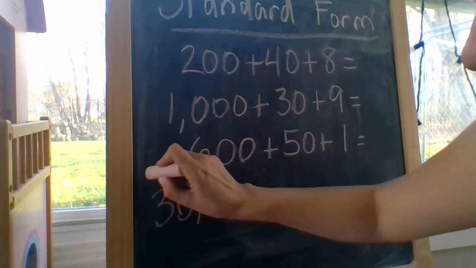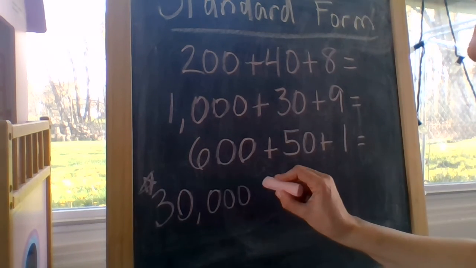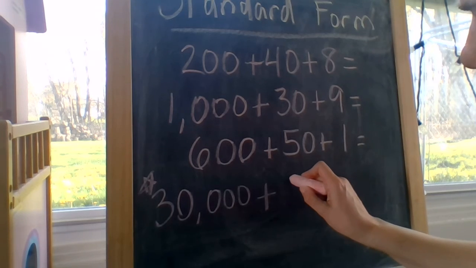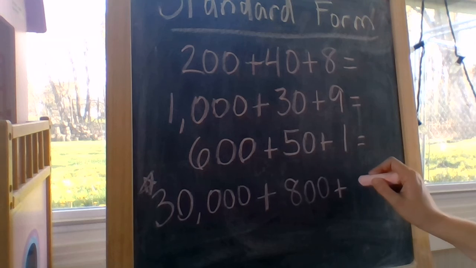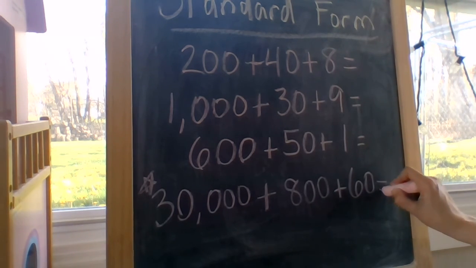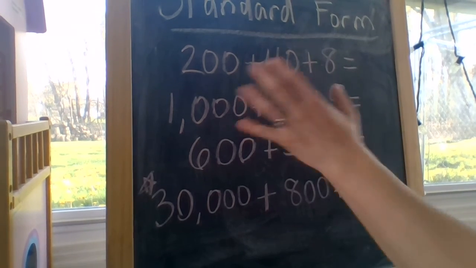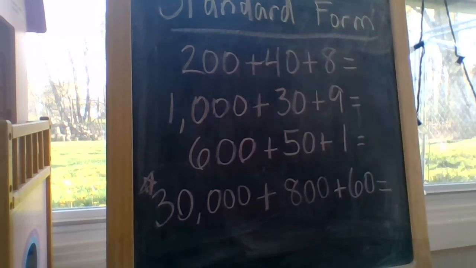30,000. I'm going to star that bonus for you so you remember which one it was. 30,000 plus 800 plus 60 equals what? So these are the expanded form. Your task would be to show me this in standard form. Use what you know.